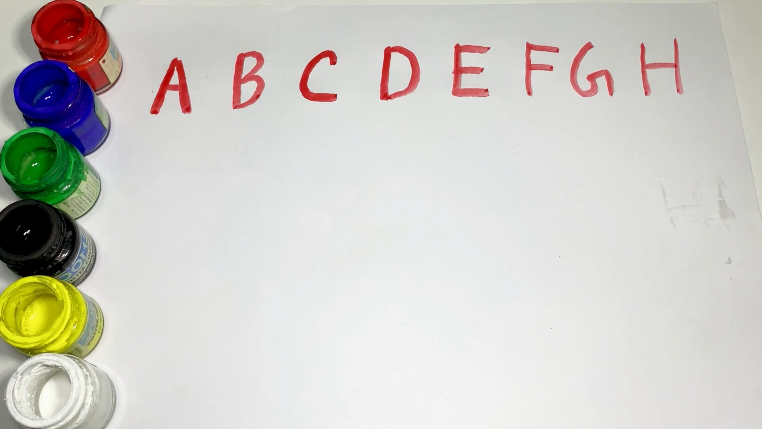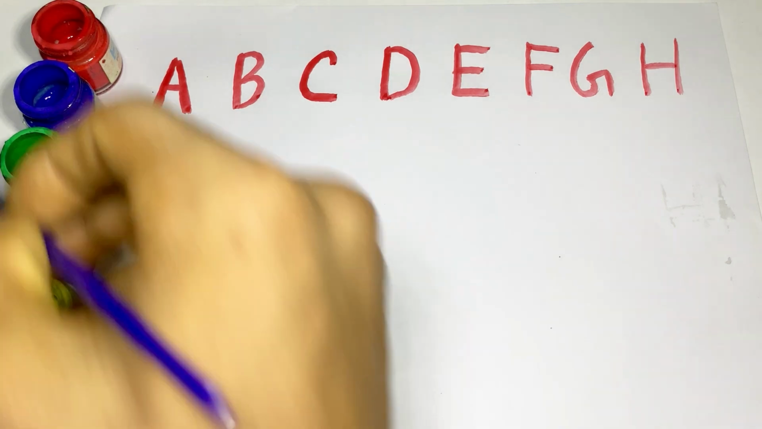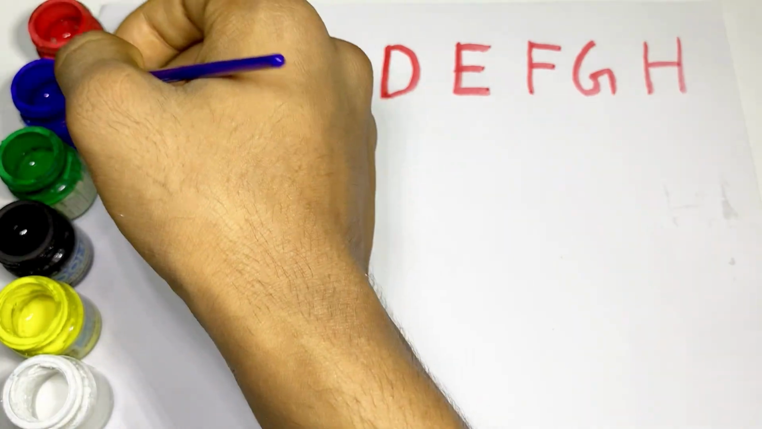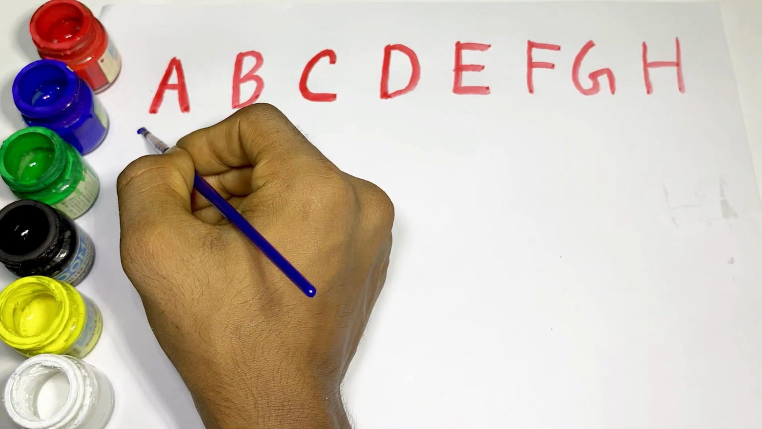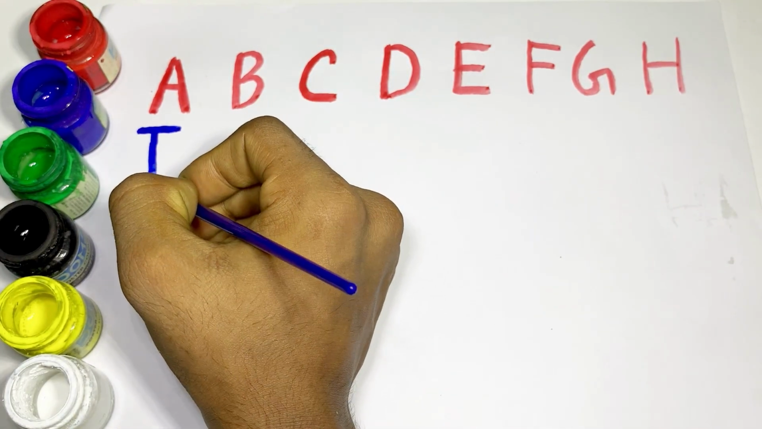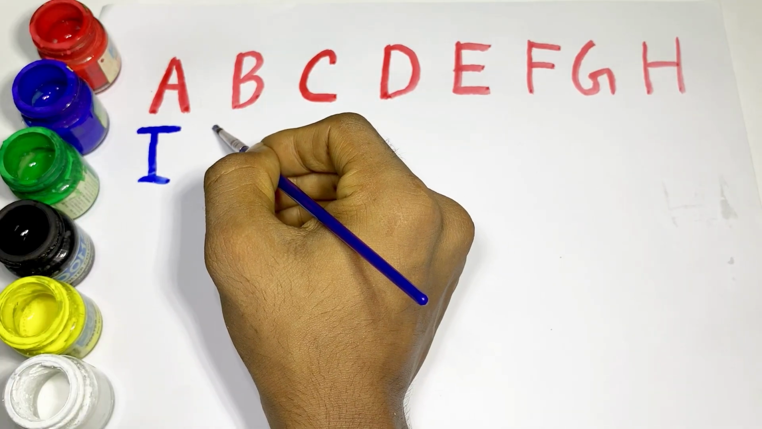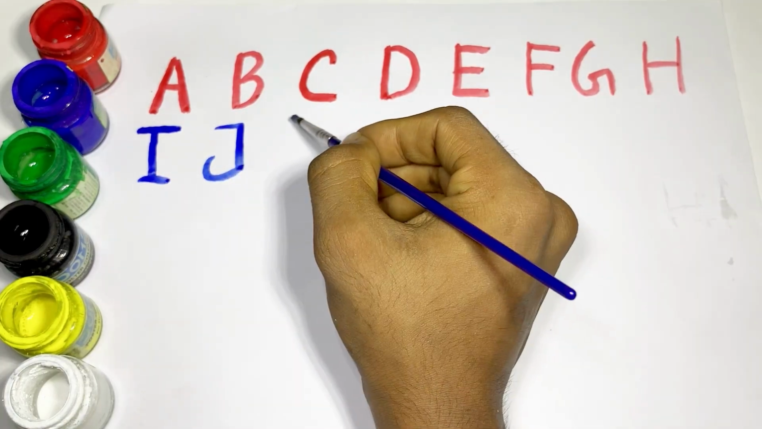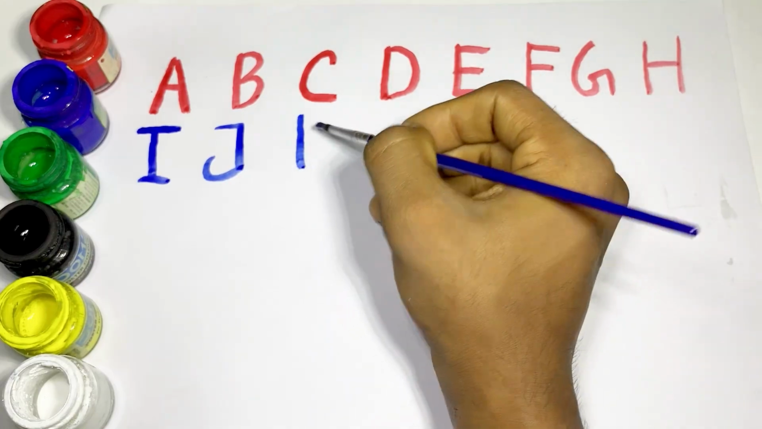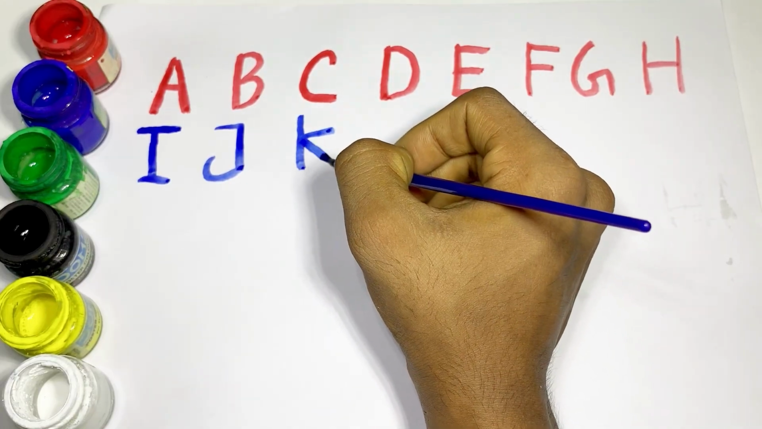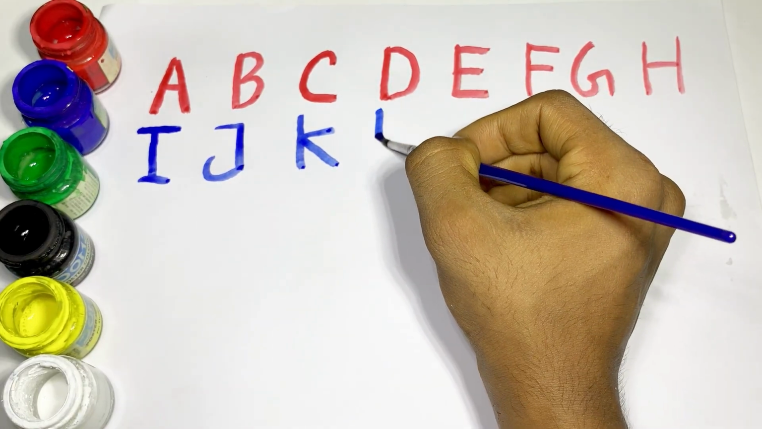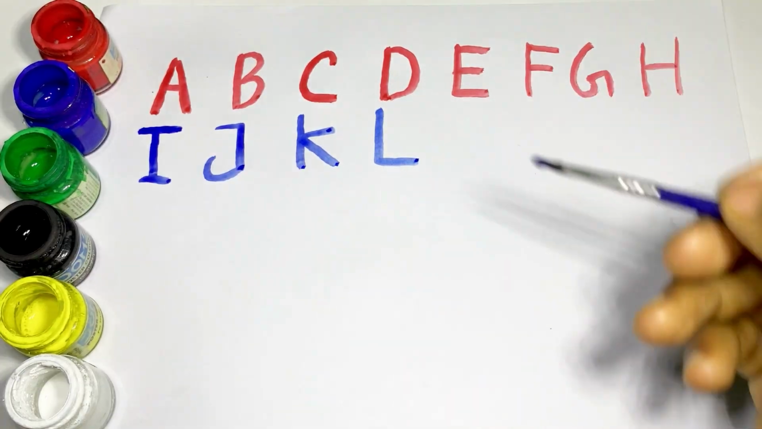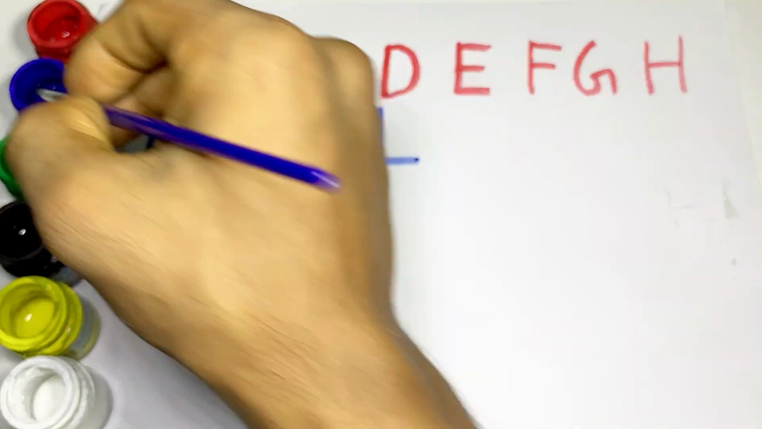Kids, now draw I for ice, I for ice cream, and use blue color. J for joker, J for jackfruit. K for kite, K for king. L for lion, L for lemon.